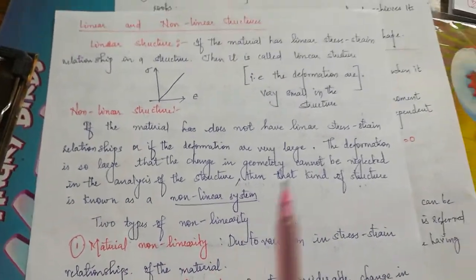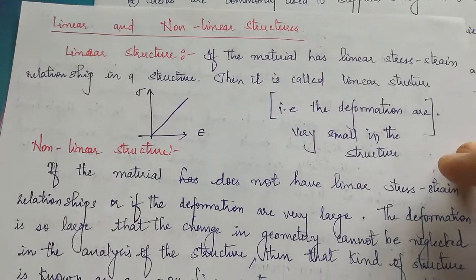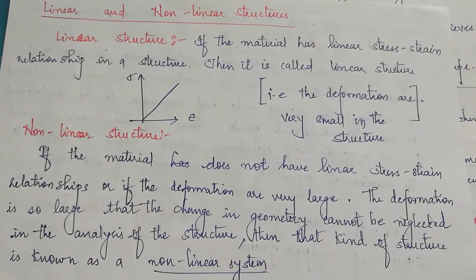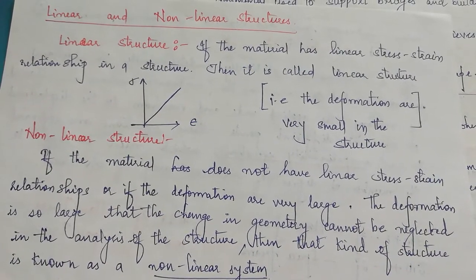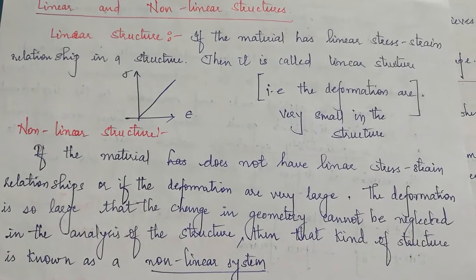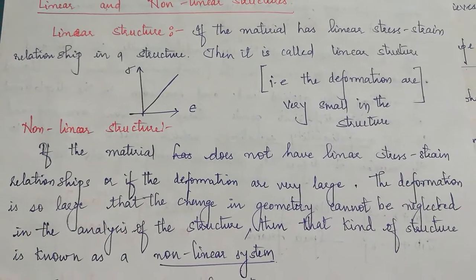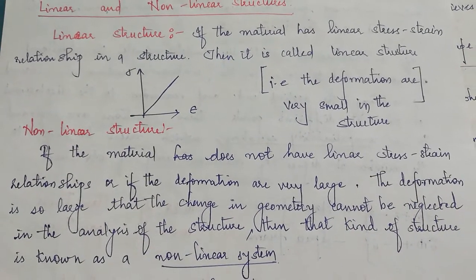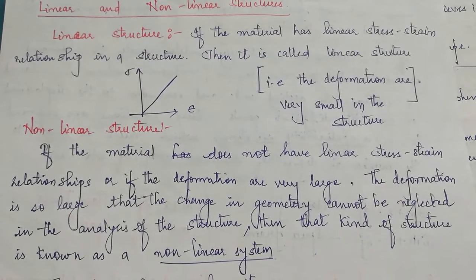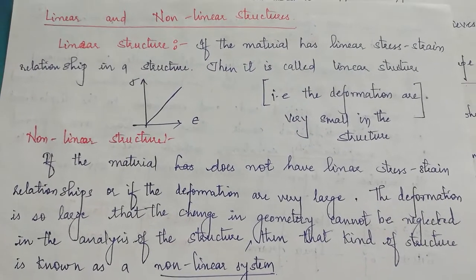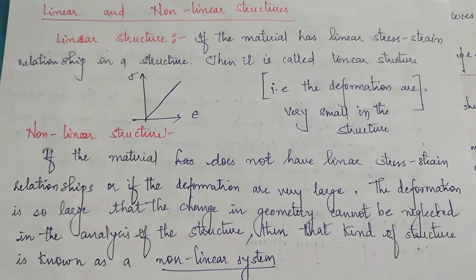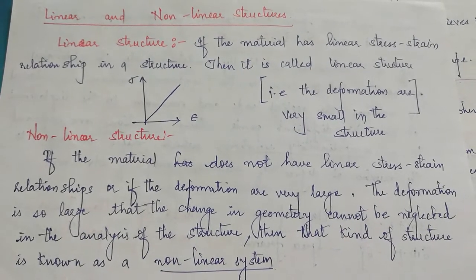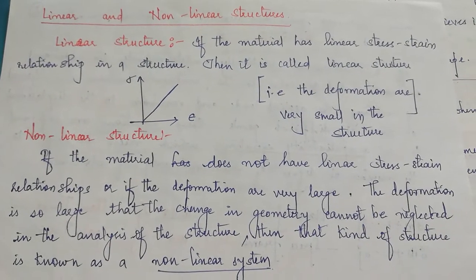Next, coming down to linear and non-linear structures. Now, linear and non-linear structures depend upon, you can say, the material and the geometry. Let us first see what we mean by linear structure. Linear structure means the material undergoes stress and strain in a linear relationship. That is called a linear structure.